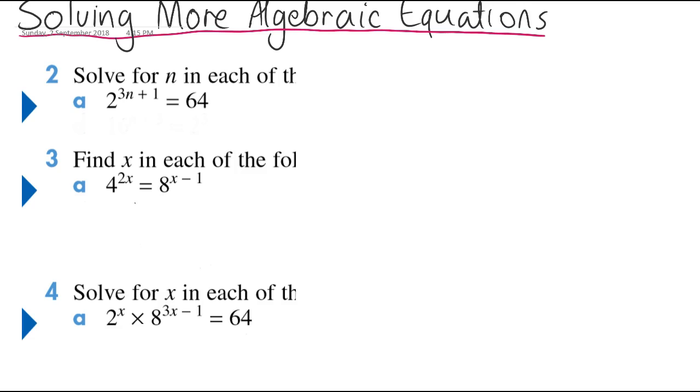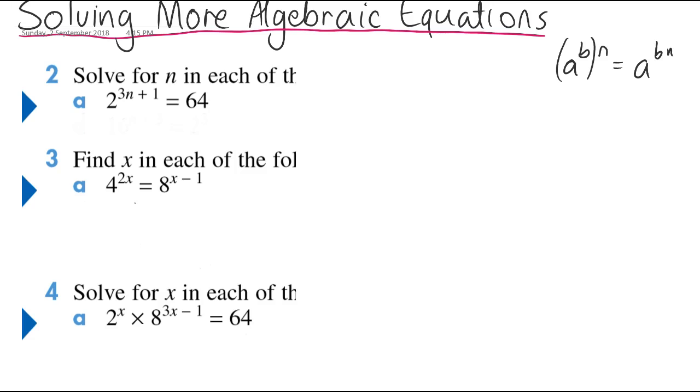With all of these, we're going to need to know the power of powers rule, which is just that (a^b)^n equals a^(bn). That when I've got powers of powers, I can just times those numbers. That's what that's saying essentially. Okay, so let's get started.